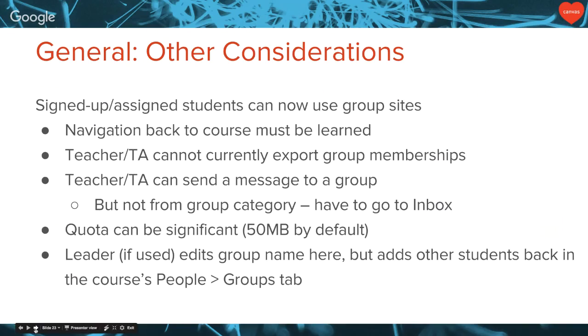If you want to send a message to a group and you use Conversations for course communication, you can do that. Unfortunately, you can't do it from the People page. If you go to your inbox and you have any group categories defined, you'll be able to see the collection of course groups when you're addressing an inbox message. We talked about quota before, and we talked about the leader being able to edit before.